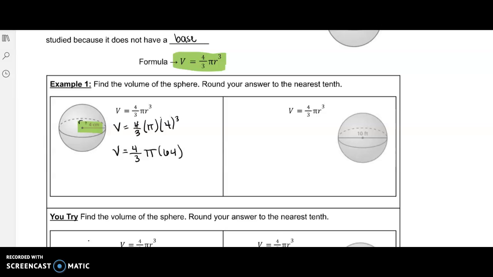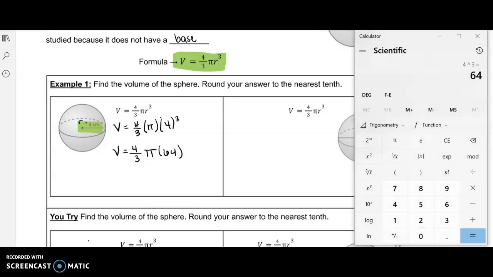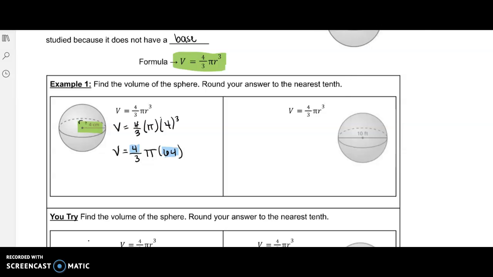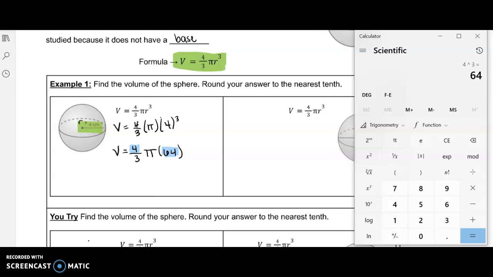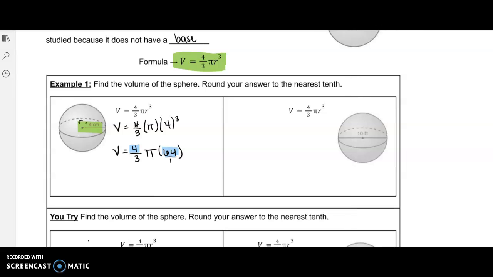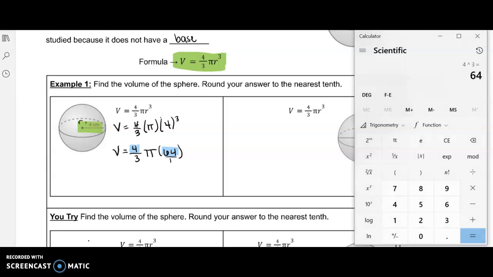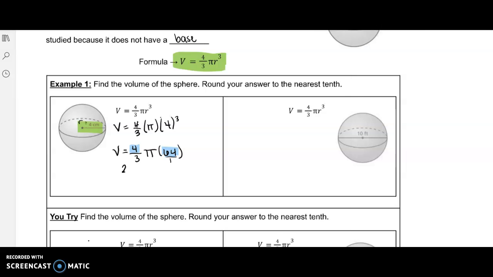Your homework questions will give you, there's 2 types. So it either says leave in terms of pi, or it says to round to the nearest tenth. So I want to show you what both answers would look like. So if it says leave in terms of pi, you would multiply 4 times 64, because that's the same as 64 over 1. And then you would just multiply the top 2 numbers and the bottom numbers. So 64 times 4 is 256 over 3, because 3 times 1. And then pi would be your volume.